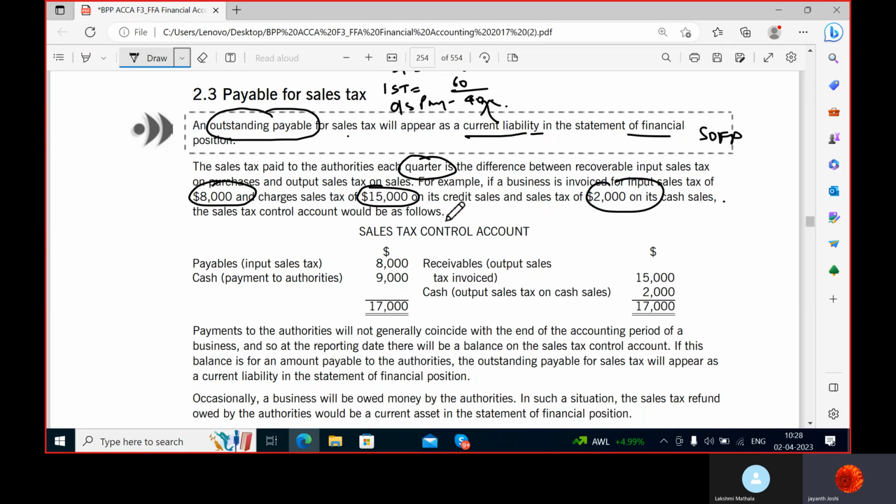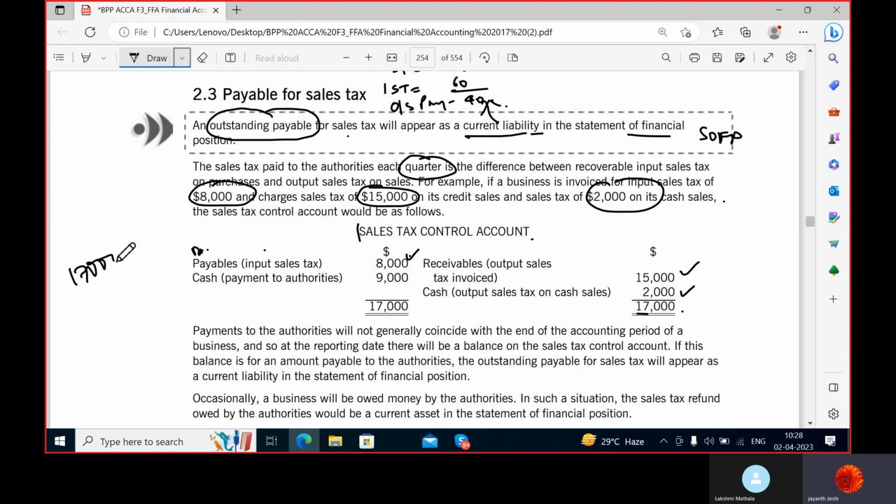So in that scenario, when we are preparing this sales tax control account, we know now we debit it with the amount of payables. That means debit it with the amount of input sales tax. How much is that? 8,000. 8,000 we have already paid. Now how much have we collected? 15,000 on receivables and 2,000 on cash sales. So we have collected a tax of 17,000, out of which 8,000 has already been paid.